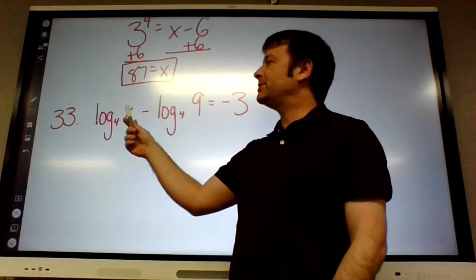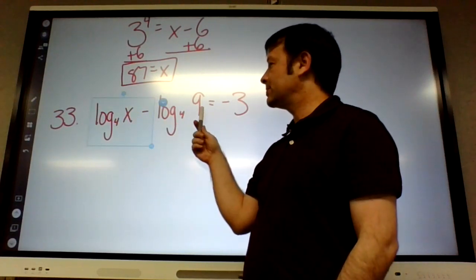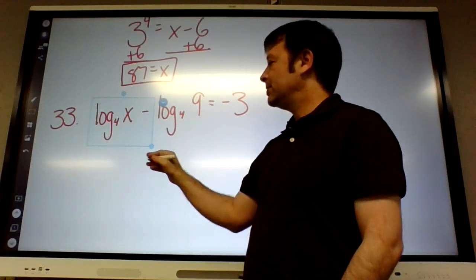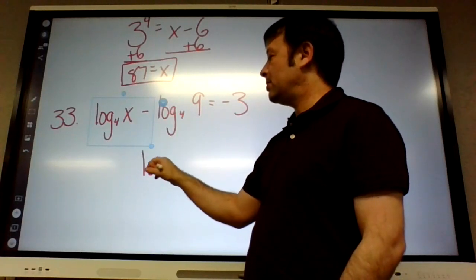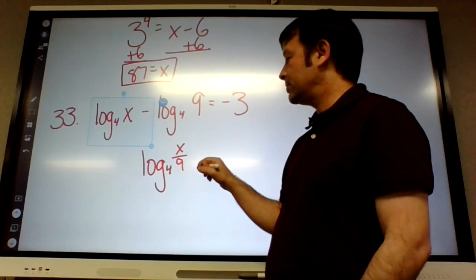Right. So if you subtract the same log type, what do we do with these things? Divide. So this turns into log base 4 of x over 9.